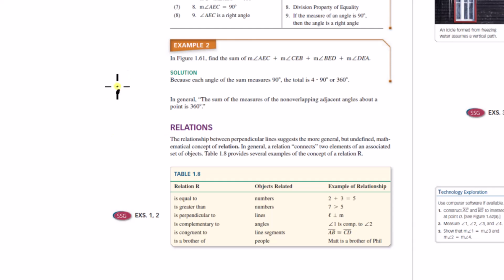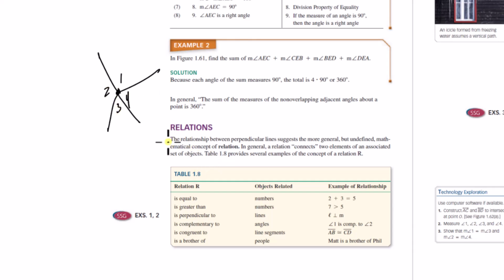Exactly. In general, it doesn't matter what, if you sum angle 1 plus angle 2 plus angle 3 plus angle 4, it's a full rotation. It's 360. They're non-overlapping, and they're all adjacent. And you go all the way around the point. The sum of these is going to be 360.